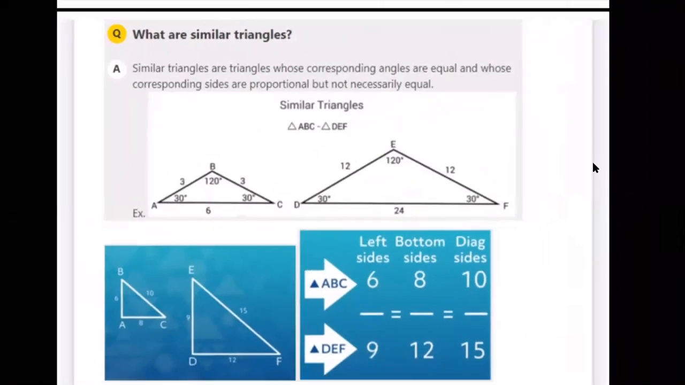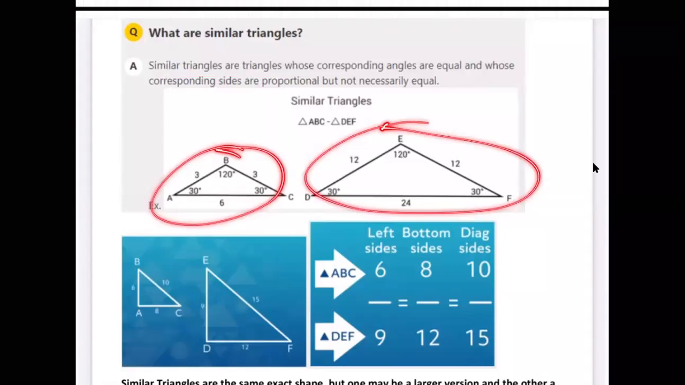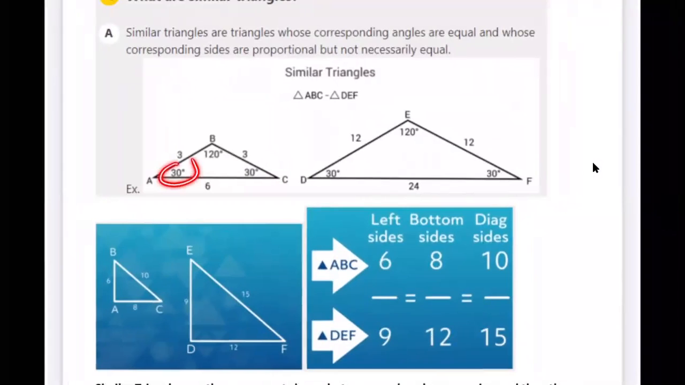So right here, what are similar triangles? The same thing I just said. Similar triangles are triangles whose corresponding angles are equal. The angles are equal, but the sides are proportional, not necessarily equal. So here is a small version and a big version. See how those two triangles are similar? See how their angles are the same? 30, 30, 120, 30, 30, 120. So they have the same 3 angles. Angles are equal, but the sides are not equal.